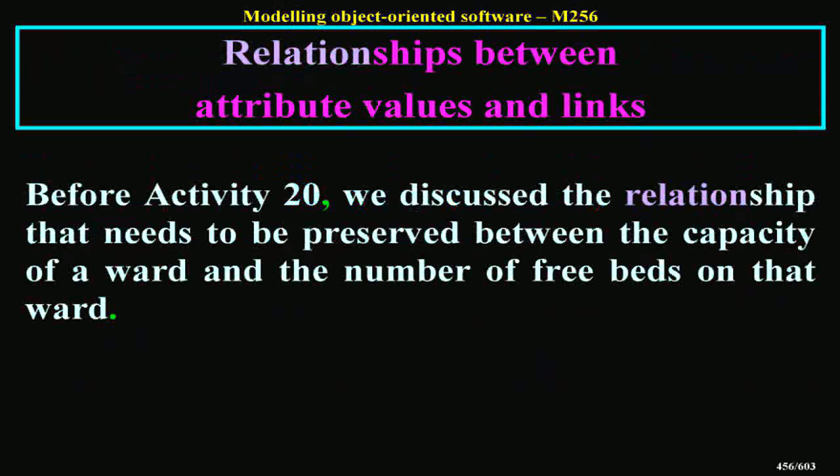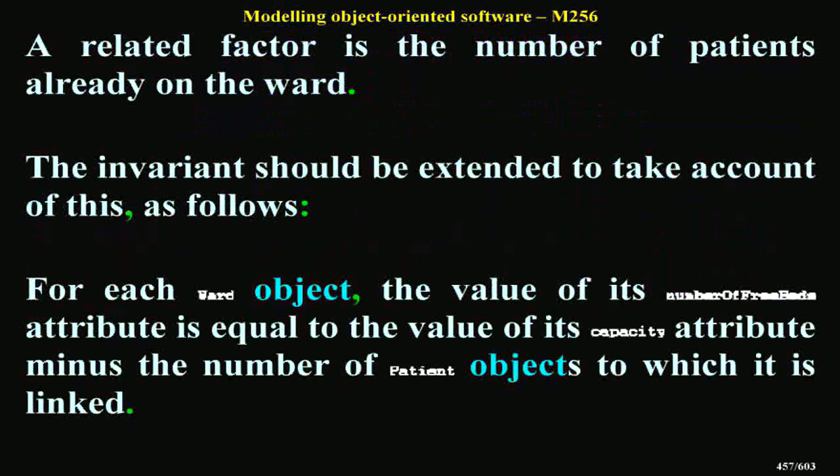Relationships between attribute values and links. Before Activity 20, we discussed the relationship that needs to be preserved between the capacity of a ward and the number of free beds on that ward. A related factor is the number of patients already on the ward. The invariant should be extended to take account of this, as follows. For each object, the value of its attribute is equal to the value of its attribute minus the number of objects to which it is linked.